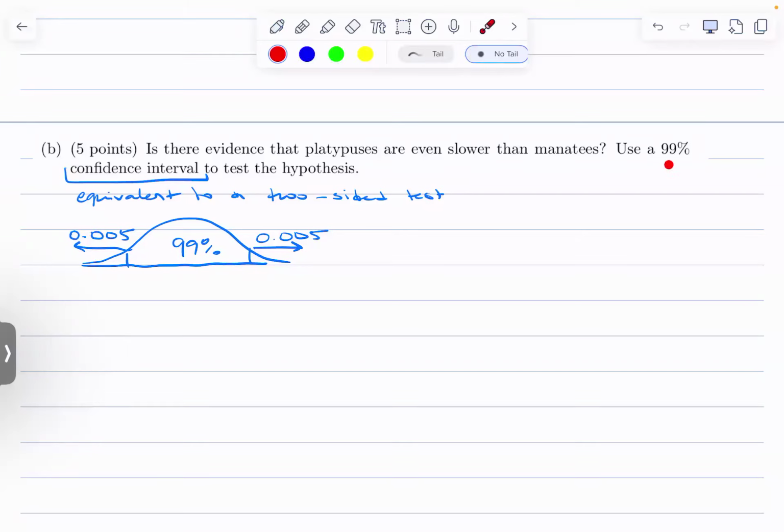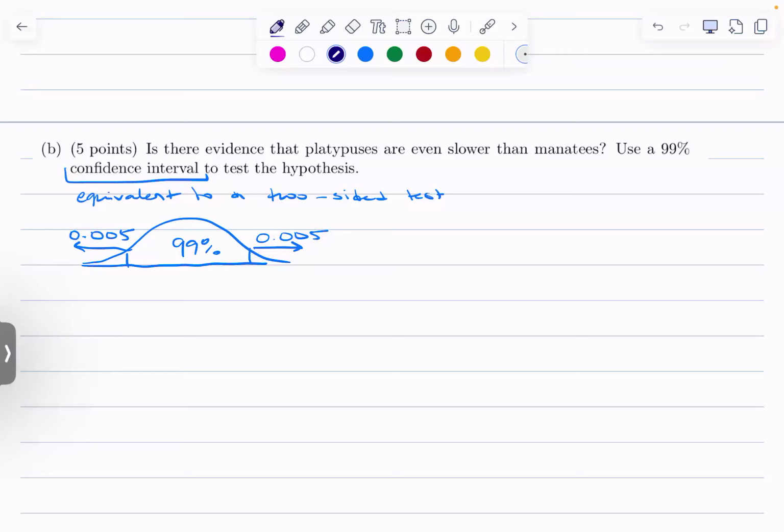This 99% confidence interval should match the results of a one-sided test with an alpha level of 0.005, not just 0.05, but 0.005. So they're not necessarily going to match anymore. All right, so let's just do it and see what happens.